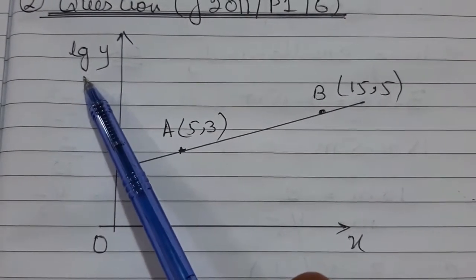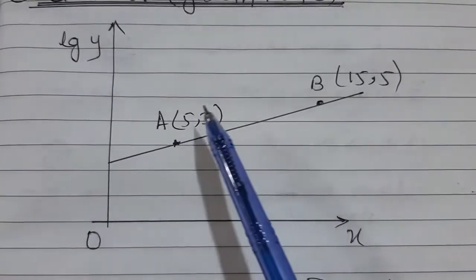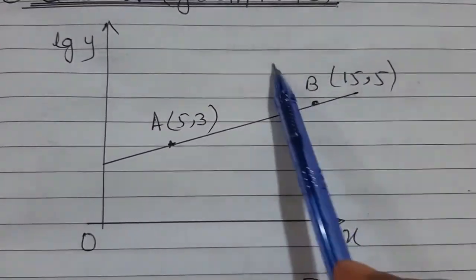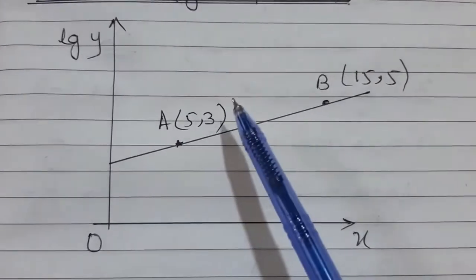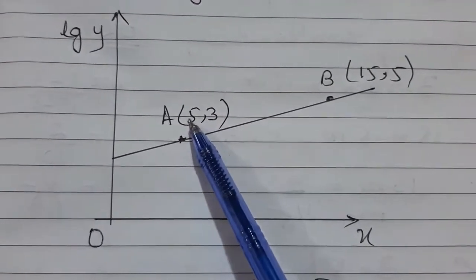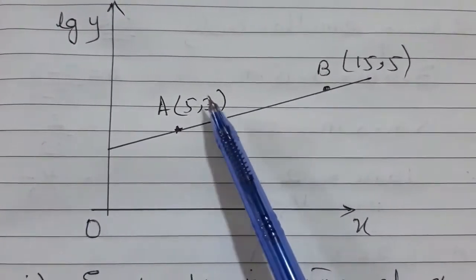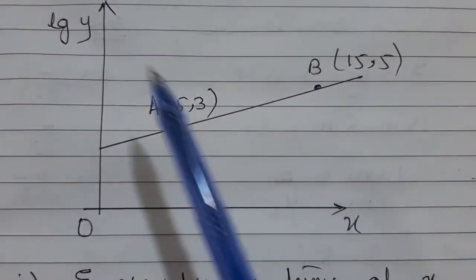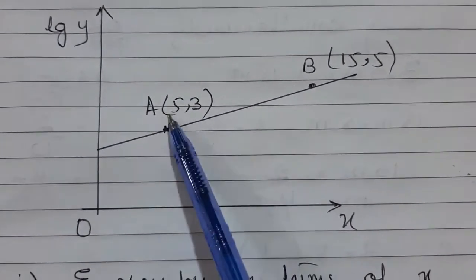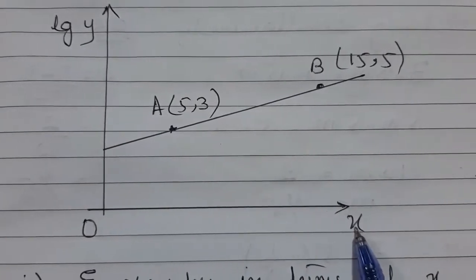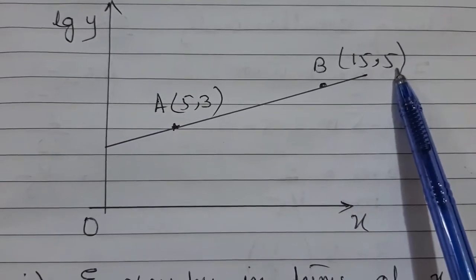My y-axis is LGY and my x-axis is x, and these 2 points are given to you. Again, it is on the plain page, it is not on the grid. This is my x coordinate and this is my LGY coordinate. I'm repeating, the coordinate depends on whatever is written here. Do not take them as just x and y. Right now it is x because x is written here. Similarly, this is your x and this is your LGY.